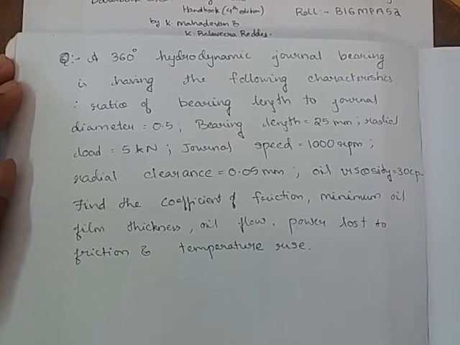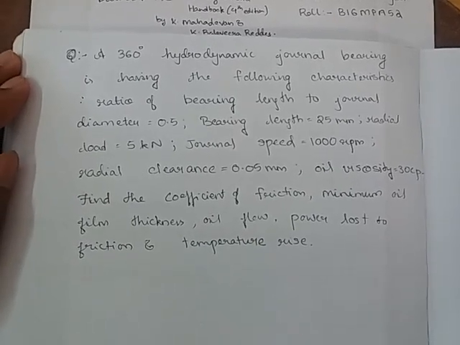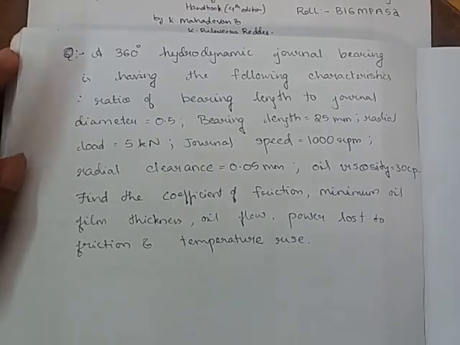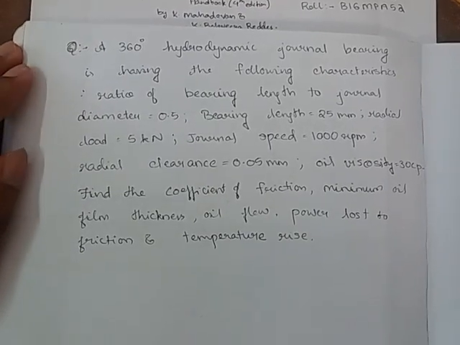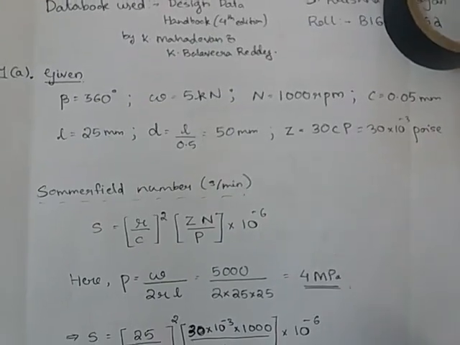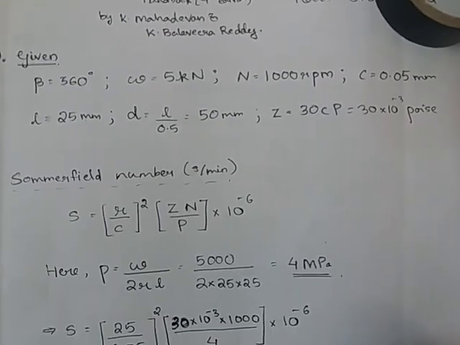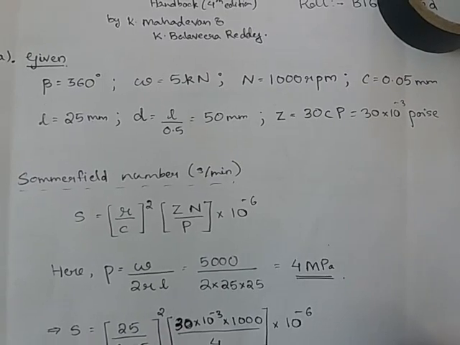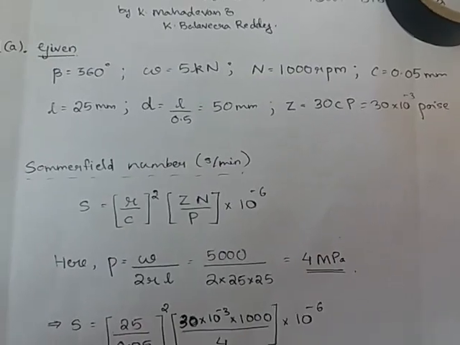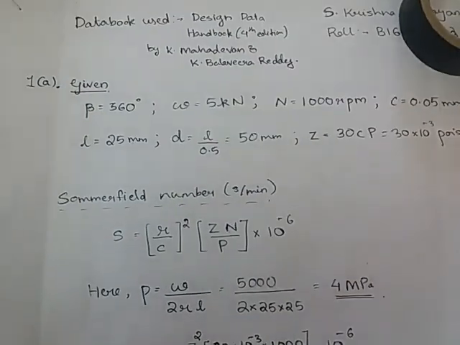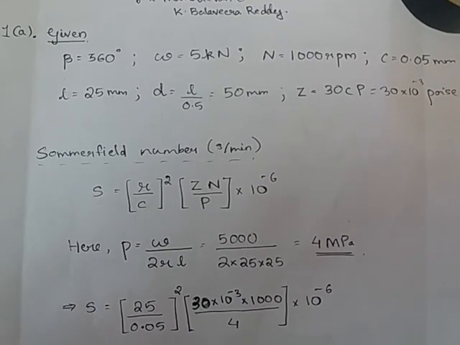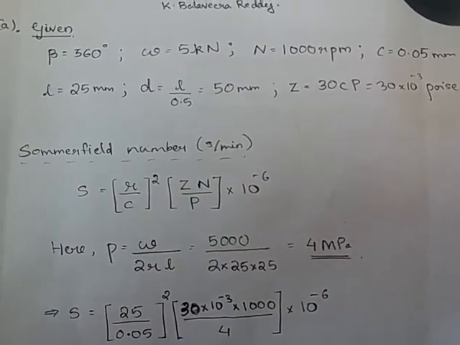This type of question gives the diameter, bearing length, speed, and so on. So we can solve. Given: beta, the angle, is 360 degrees; weight W is 5 kN; N is the speed in RPM; C is the radial clearance; L is the length; D is the diameter; and Z is the viscosity.